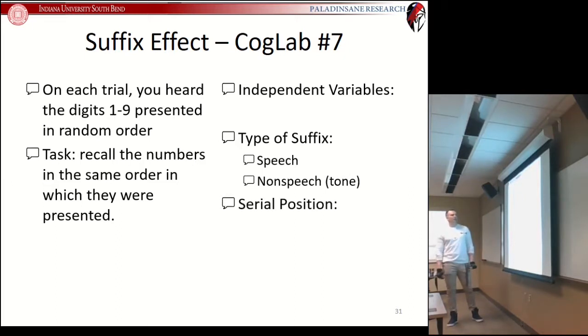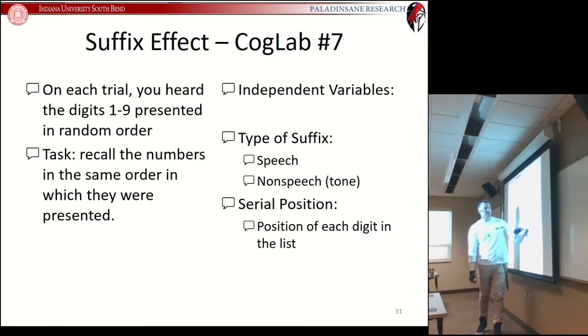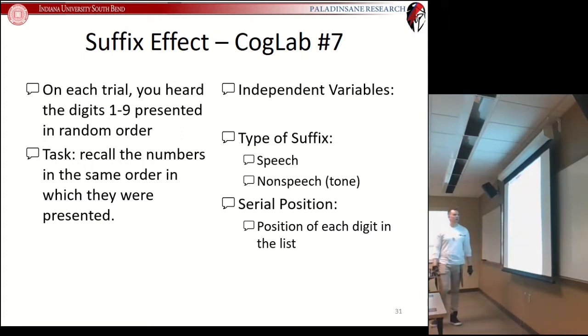And then the other independent variable was the serial position. What position were you trying to recall? The position of each digit in the list: was it the first digit? Was it the second digit? Was it the 7th one out of 9? That's the other factor here in determining your memory.